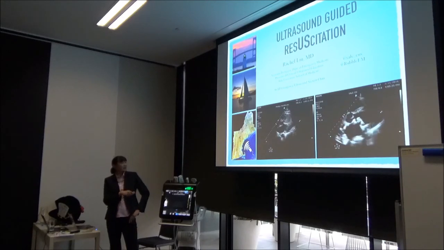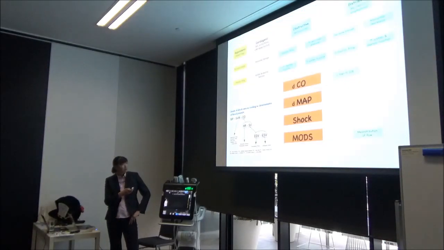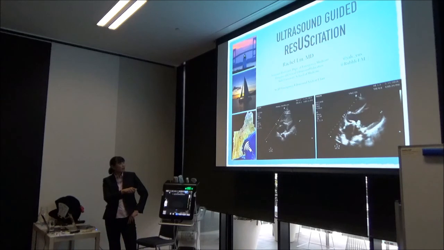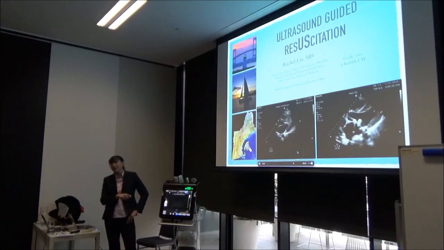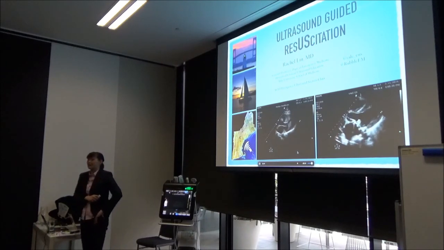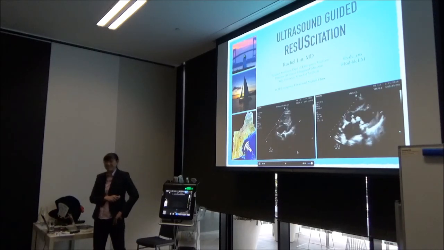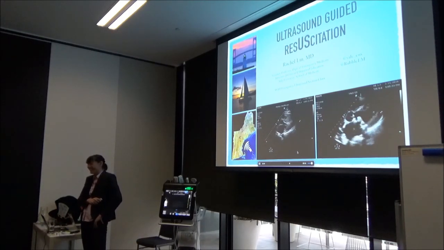Anyone want to hazard a guess as to what this one might be showing you? So this is a 19-year-old who syncopized when he was playing hockey. And he comes to you hypotensive, but all he wants is a clearance to go back to playing hockey. You're going to give it to him? Okay. What do you want to do?